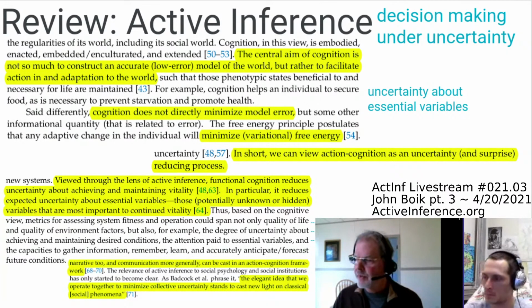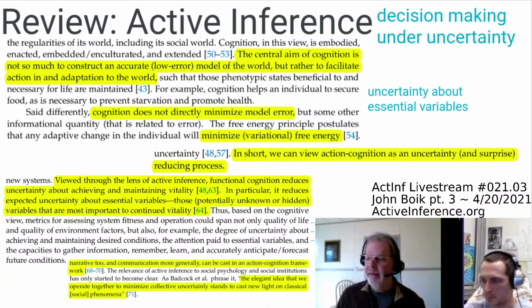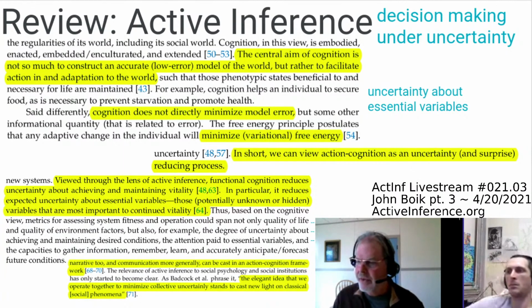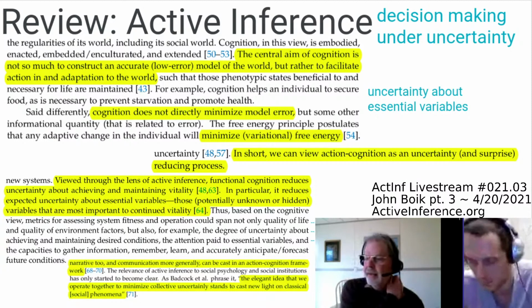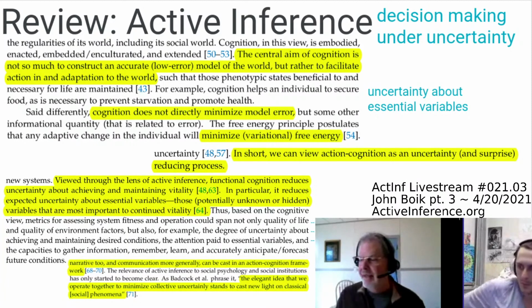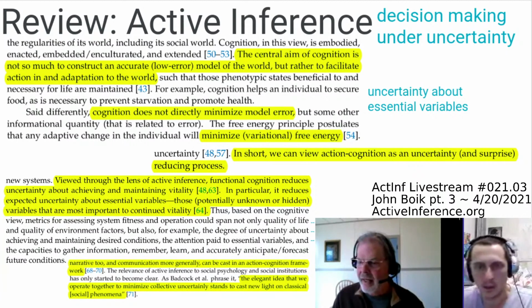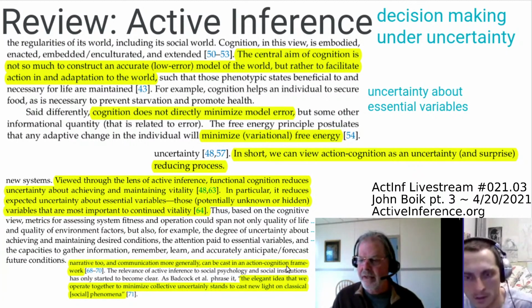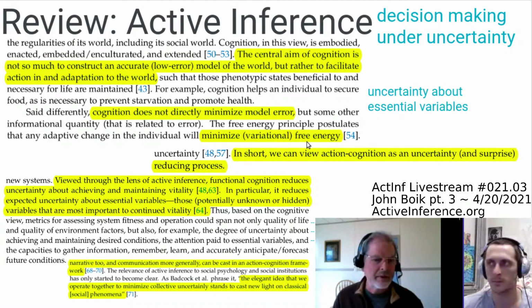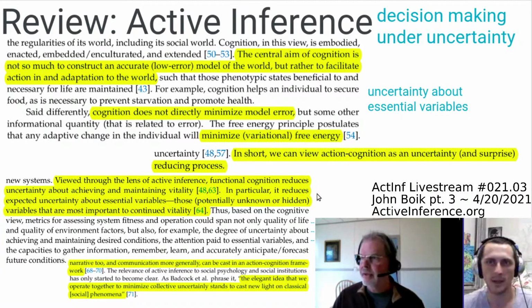So we'll just read the last sentence of the last block of text I have there. This is by Badcock, and they're speaking about active inference as it plays out at the social institution level. They say that the elegant idea that we can operate together to minimize collective uncertainty stands to cast a new light on classical social phenomena, and that's about it. In a nutshell, that's it.